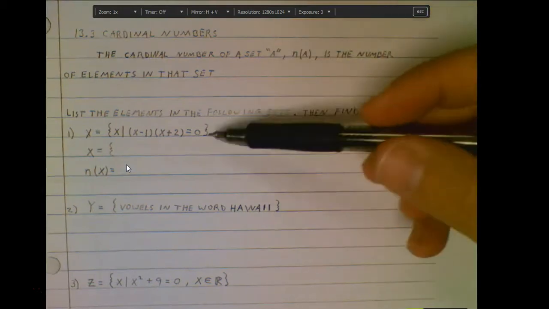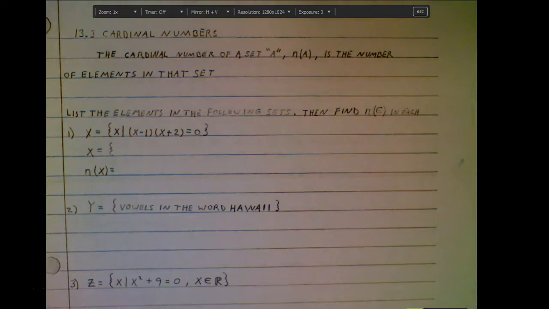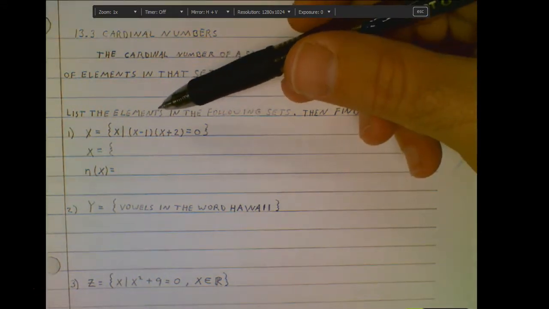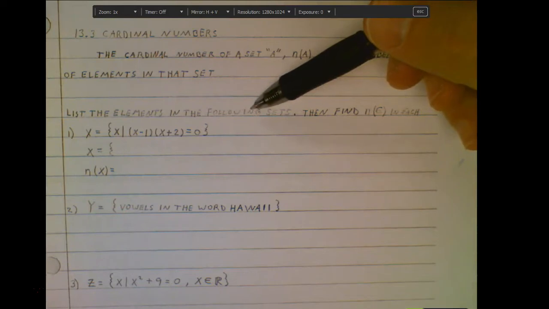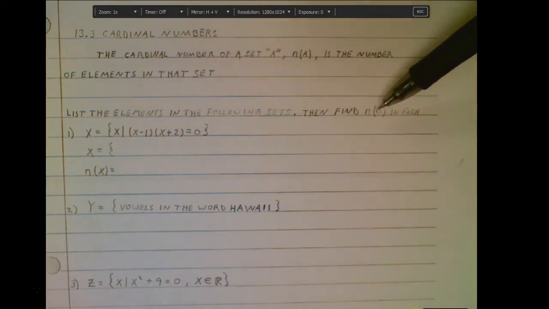When you get a set of information like this, there are two questions that they can ask you, and so it's really important that you're careful to understand what they're asking of you. The first question that they could ask you is to list the specific elements in the set. The other thing they can ask you is to find the number of elements in each set, which is simply how many elements you have.